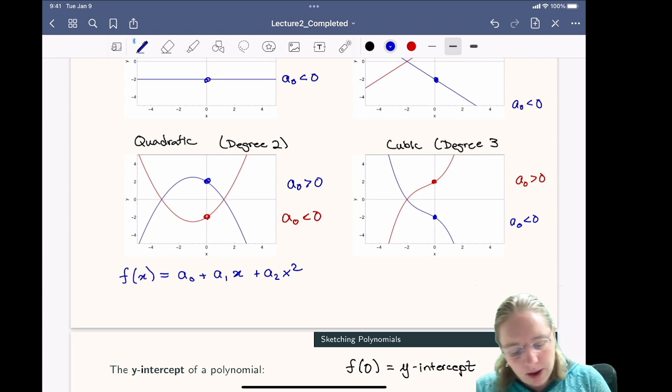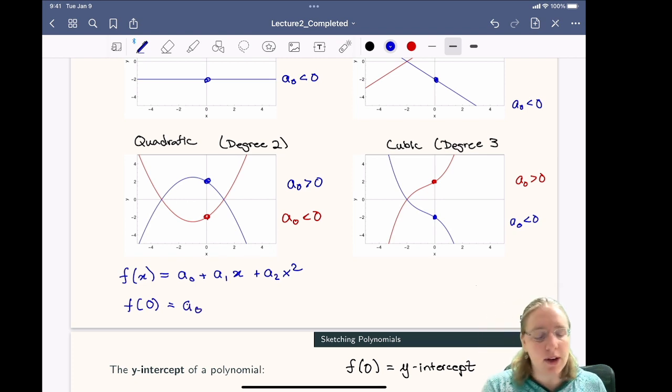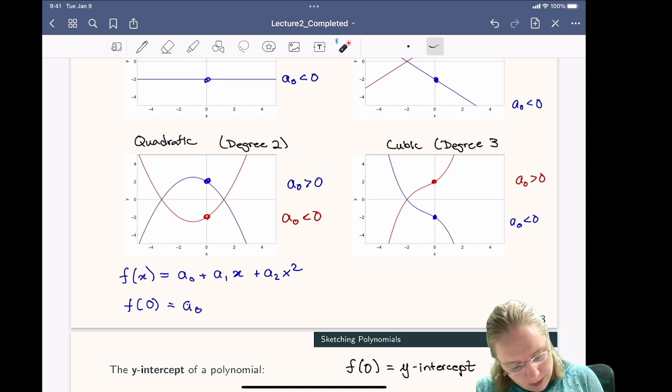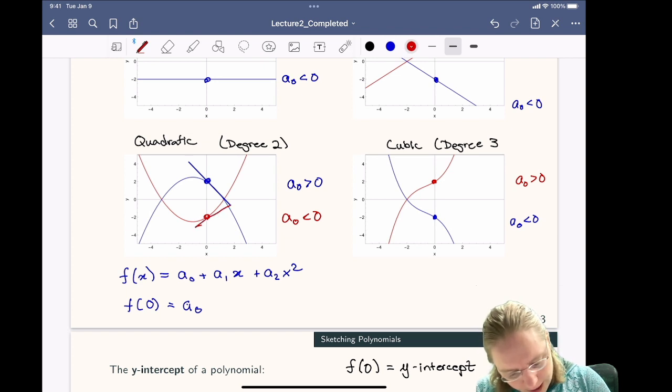Okay, so if we consider the y-intercept where we plug in 0, then we have f of 0 is equal to a0, okay? So that is this point here. This next term, a1x, defines a line at that y-intercept. So the next term defines this line right there and this line right here.